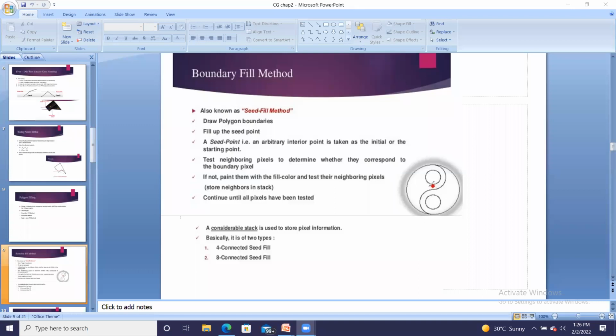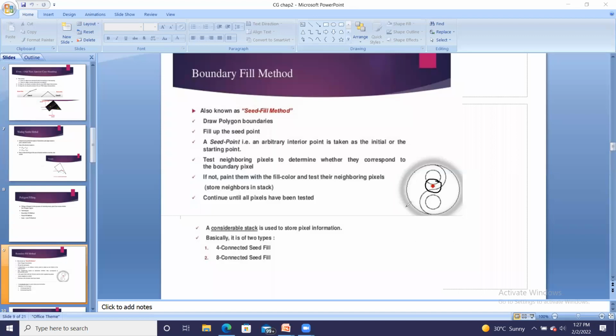So once this seed point is colored, I will search the neighboring pixels. What are the neighboring pixels? जे या seed point च्या कडेला present आहेत. Neighbors of the seed point. So I will start checking these pixels, whether these pixels are already colored or they are the boundary values.